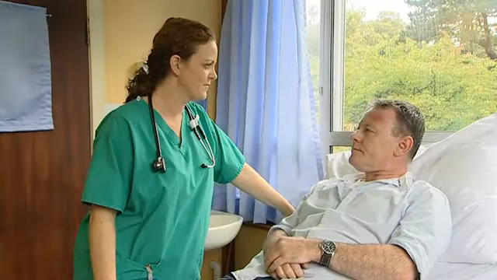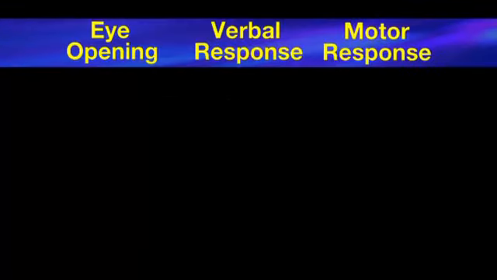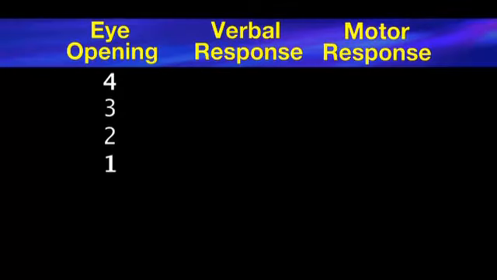Now that you have seen the different techniques that are used to elicit a response from the individual, we shall take the different components of the scale in turn, showing how these are scored. There are 3 components to be assessed: eye-opening, verbal response, and motor response. The eye-opening response is scored with a maximum of 4 and a minimum of 1. The verbal response has a maximum of 5 and a minimum of 1. And the motor response has a maximum of 6 and a minimum of 1.